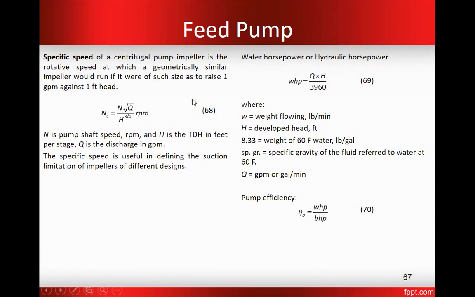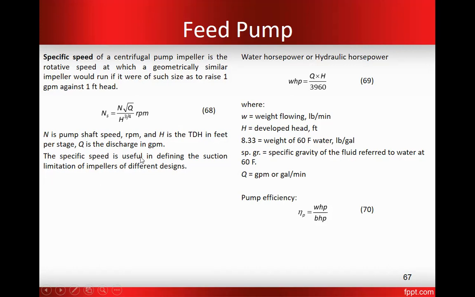Specific speed of a centrifugal pump is the speed at which a geometrically similar impeller would run if it were of such size as to raise 1 GPM against 1 foot head. So this is the definition of specific speed. So tandaan nyo yung unit: the pump speed in RPM, S, TDH, and feet per stage. Okay, here is the discharge in GPM. So for a 2-stage pump, divide mo yung head ng dalawa.